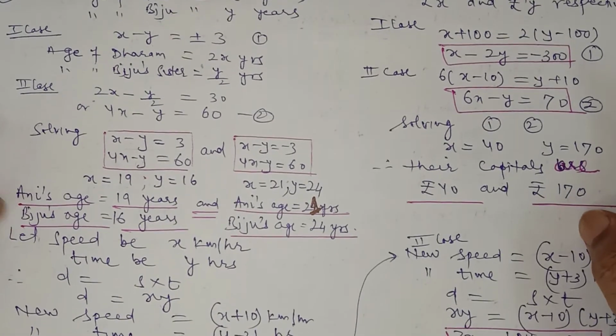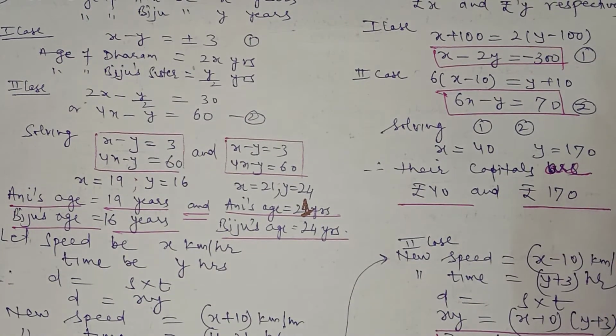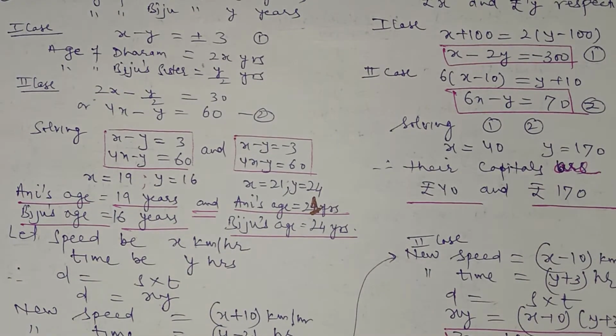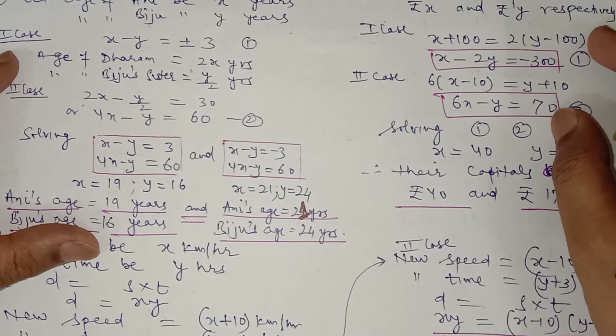Now, in question number 2, it is given that there are two persons, and if the first person gives 100 rupees to another, then his money becomes 2 times, whereas if the second gives 10 rupees to the first, its money becomes 6 times of the first. So let the capital of the first person be x rupees and the capital of the second person be y rupees.